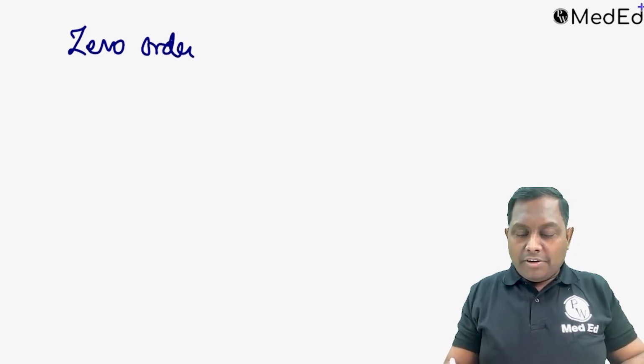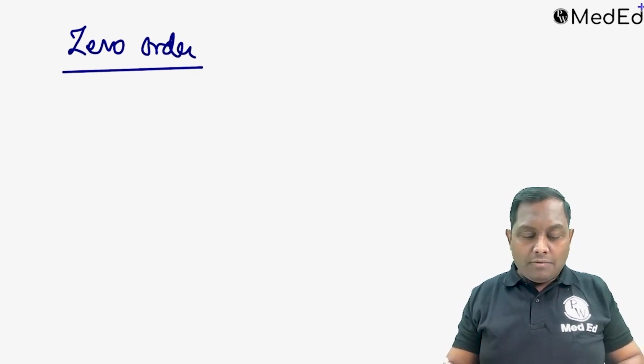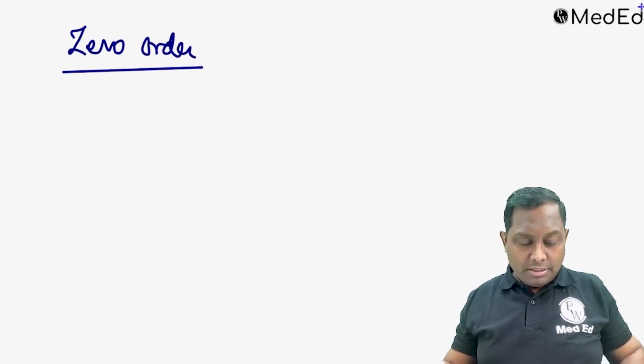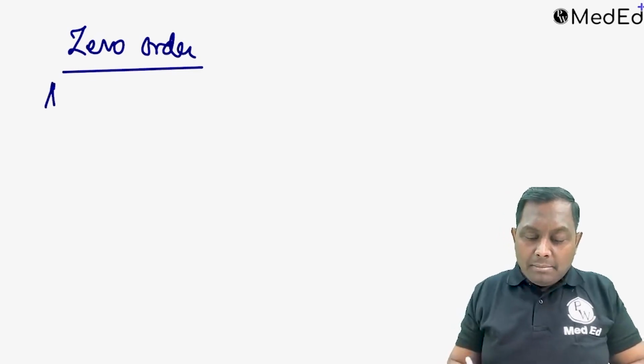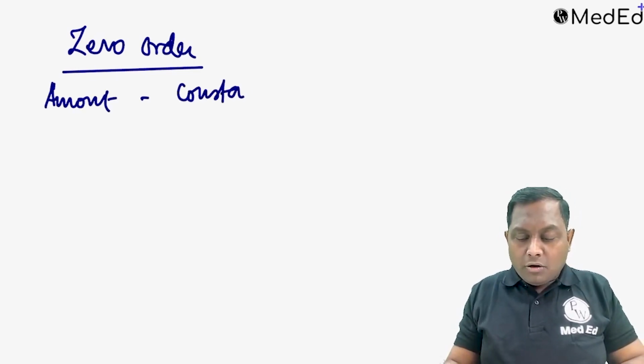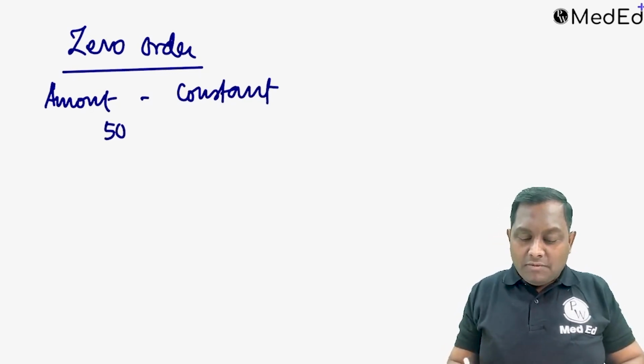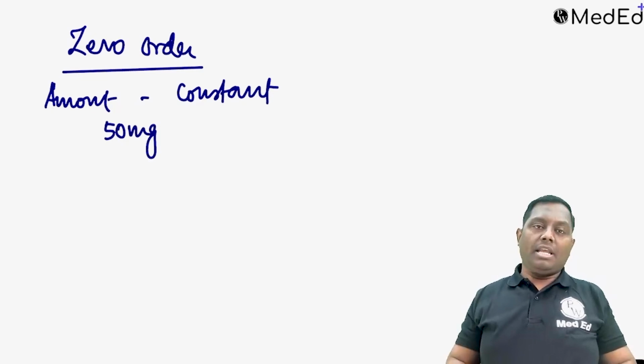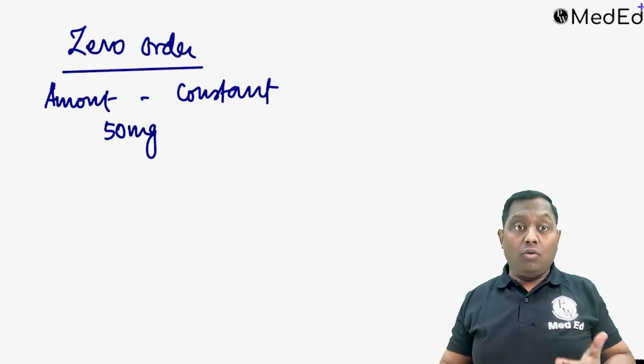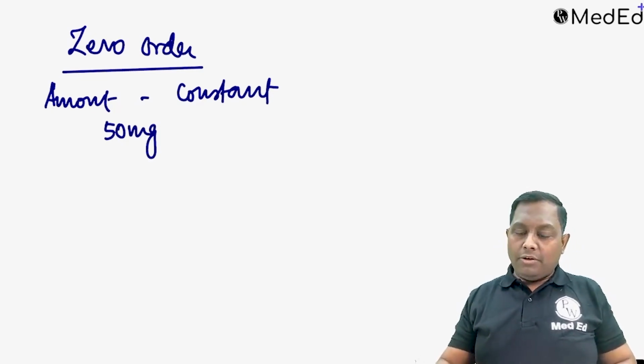In zero order, the fraction is not constant. The amount of drug that is eliminated is going to be constant. What is constant in zero order? The amount of drug that is being eliminated is going to be constant. Now, because in the previous example I have taken 50 as an example, here also I will take, let's say, 50 milligram as an example.